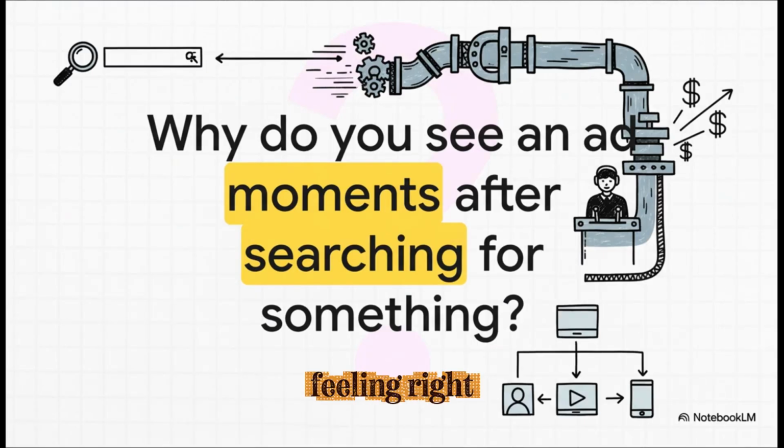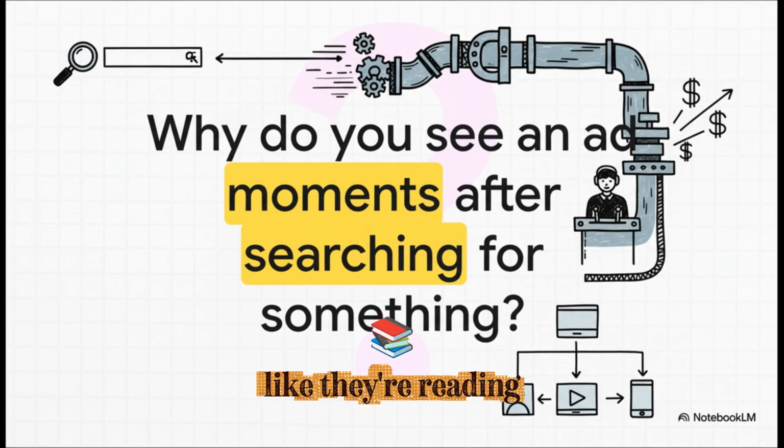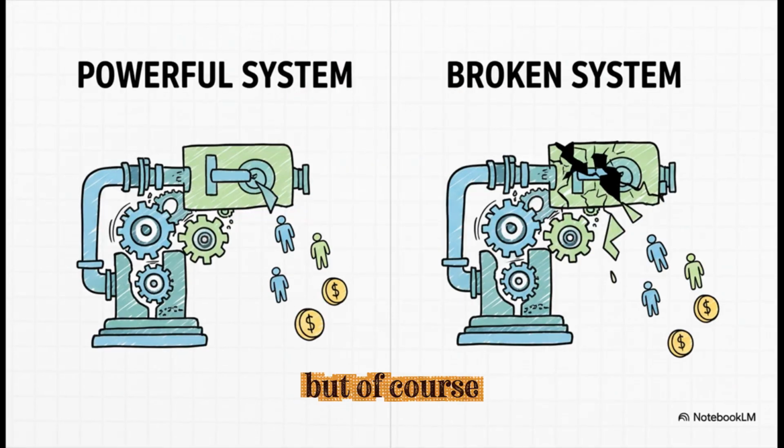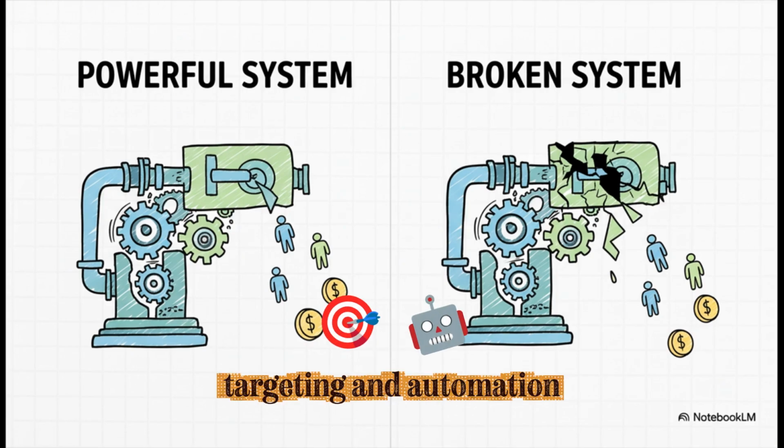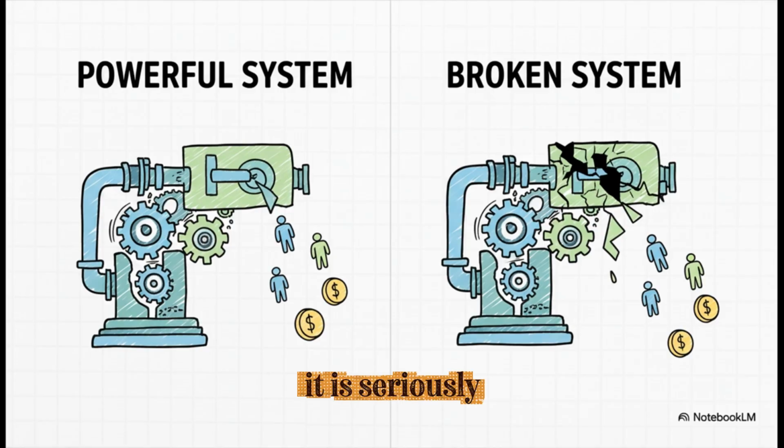You know the feeling, right? You're searching for, say, a new pair of sneakers, and then suddenly, for the rest of the day, ads for those exact sneakers are following you everywhere you go online. It almost feels like they're reading your mind. But of course, it's not magic. It's an incredibly sophisticated system of tracking, targeting, and automation. And when it works, it is seriously powerful.